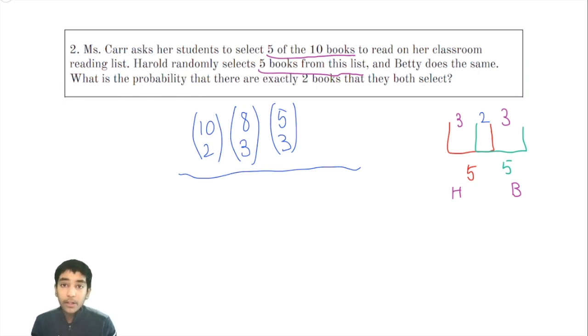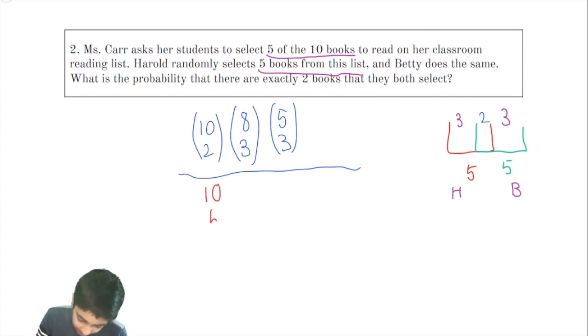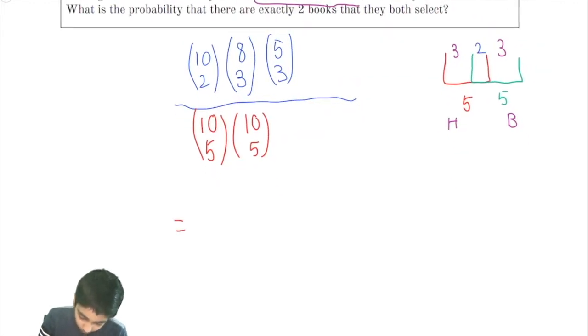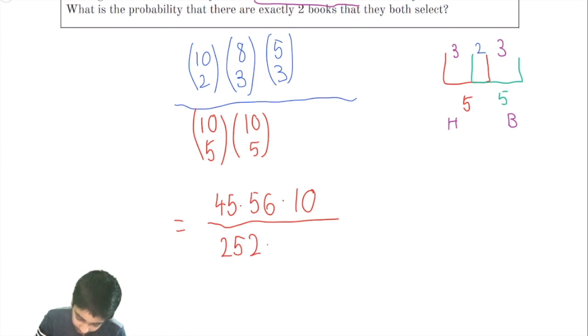Now, how many total ways are there to select 5 books for each of them? That's just going to be 10 choose 5 times 10 choose 5. And now we just have to evaluate this expression. This is just equal to 45 times 56 times 10 over 252 times 252. And now from here, we can just simplify our expression, right?